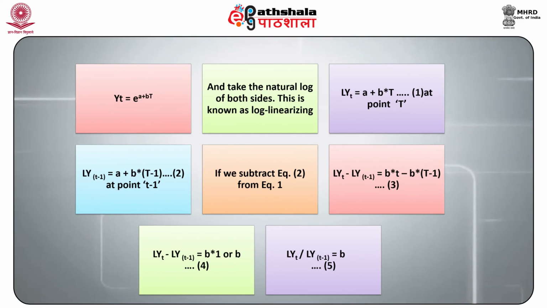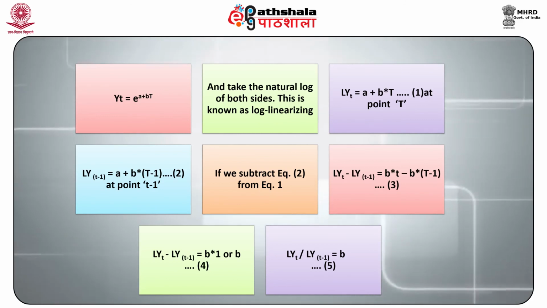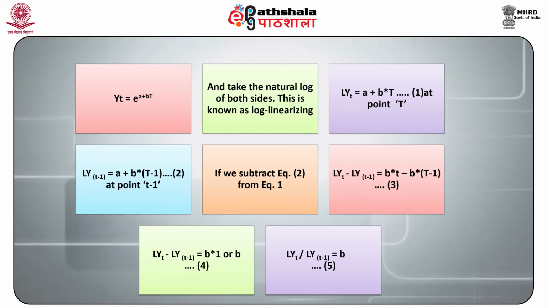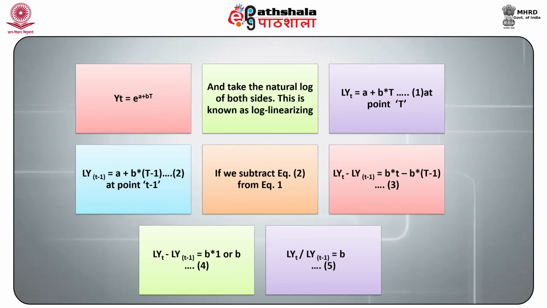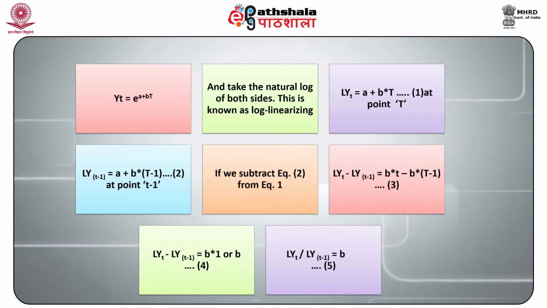Now, L y_(t-1), where t minus 1 is a subscript, is equal to a plus b into T minus 1. Here T minus 1 refers to the variable time at point t minus 1. So, subtract equation 2, which is the value of y_(t-1), from the value of y_t, then you could notice that L y_t minus L y_(t-1) is equal to bt minus b(t-1), which is the same thing as b. Since on the right hand side we basically are left only with b, therefore on the left hand side, in log terms, this would actually be the log of y_t upon y_(t-1).